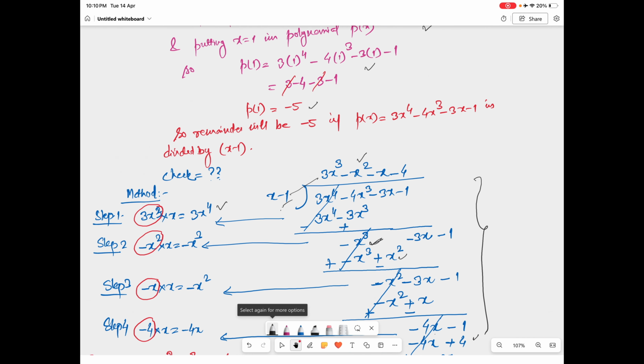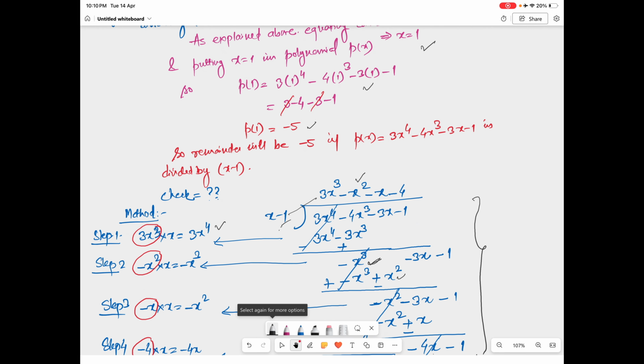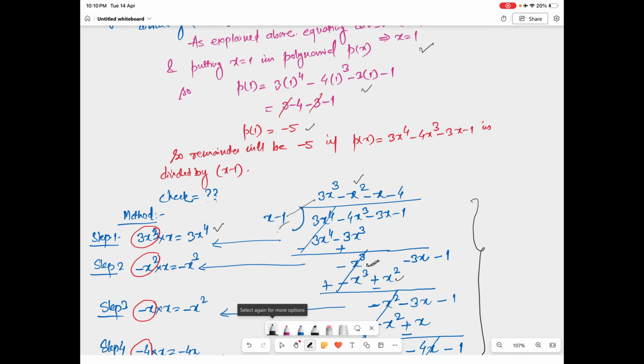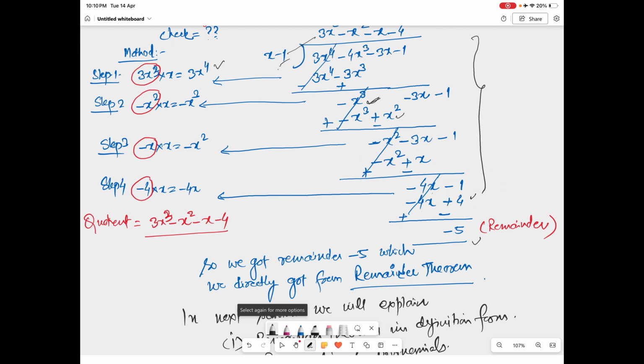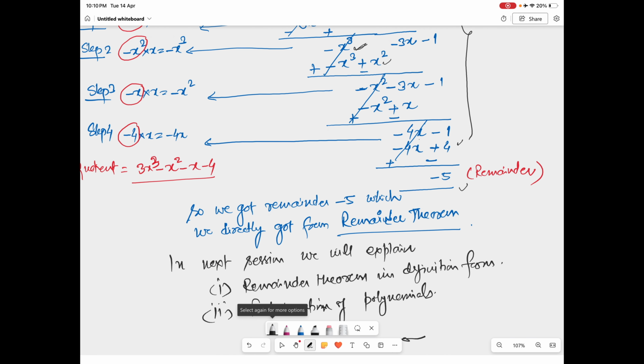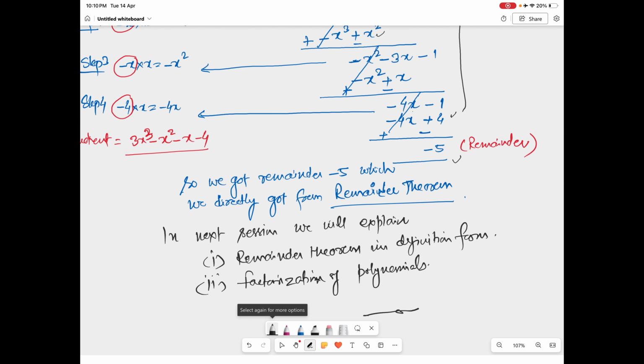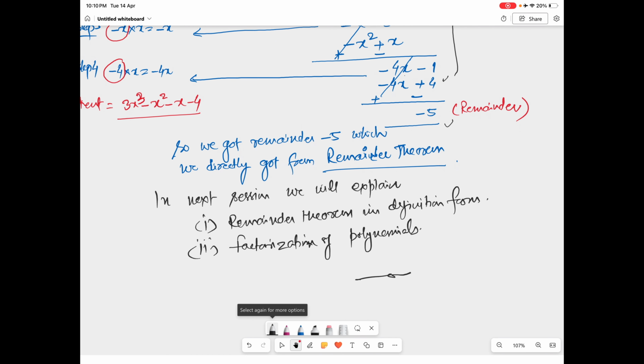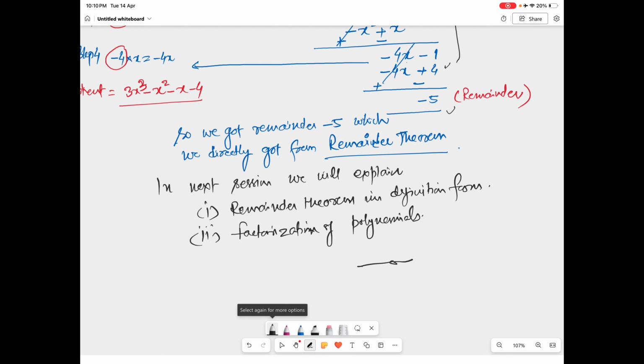So you can understand, by putting the value of x is equal to 1, I directly got the remainder, which I am getting from the division also. So this is the concept of the remainder theorem. I will come on to the algebraic expression definition of the remainder theorem in my next video, where I will explain it in terms of x. But this is the concept which is being used to explain the remainder theorem.